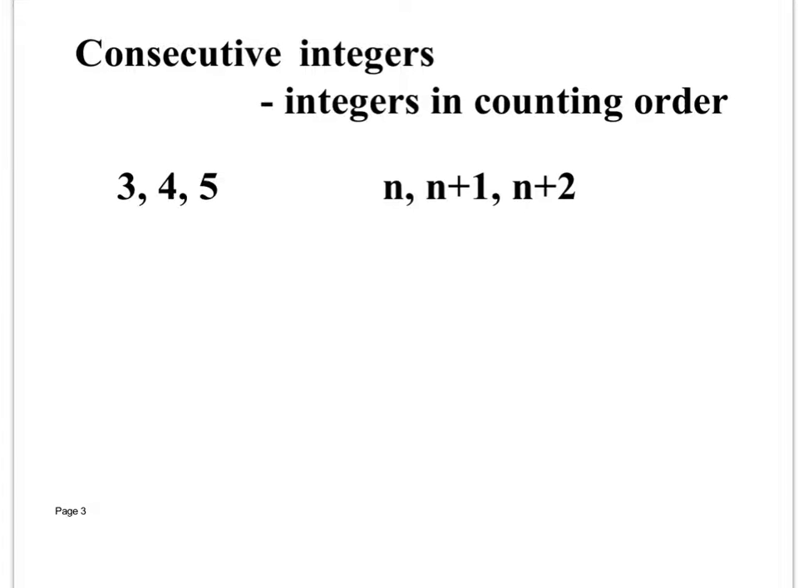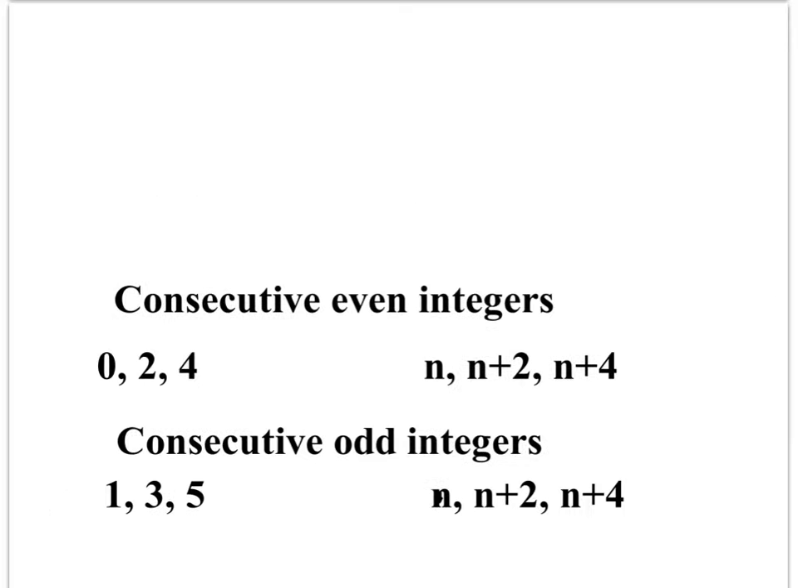All right, write this down. We're going to do consecutive integers. All that means is integers in counting order, like 3, 4, and 5. We can represent that with variables. Like n, the next consecutive integer would be n plus 1. The next consecutive integer after that would be n plus 2. 3 plus 1 is 4, 3 plus 2 is 5. So that's how we can label it using variables.